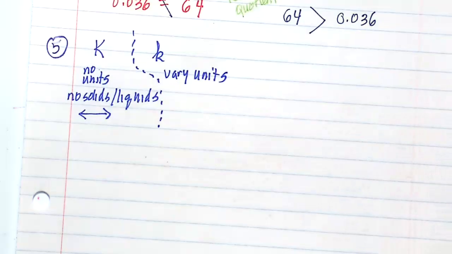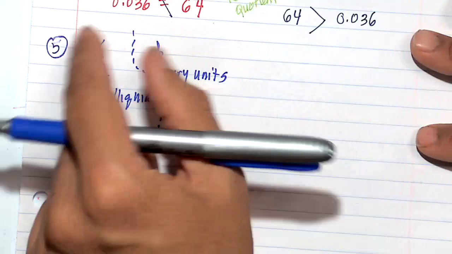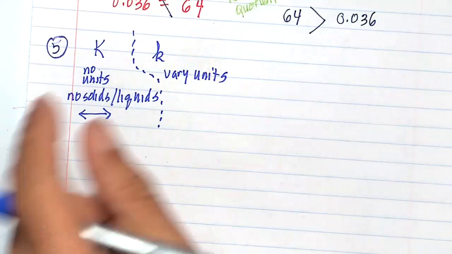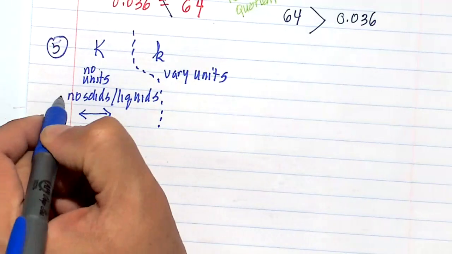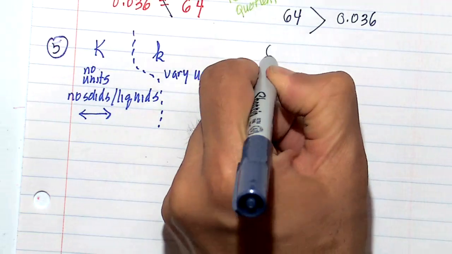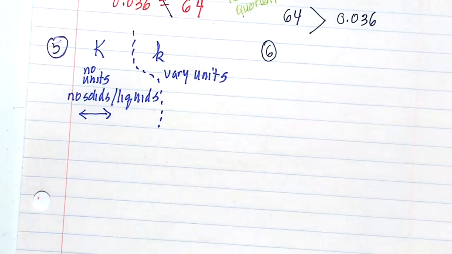Okay, so just keep that in the back of your mind. I've seen in previous years here people confuse the two, and also I've seen people put solids and liquids in the equilibrium constant, which is not something you want to do. All right, let's go to another bullet point here, bullet point 6.